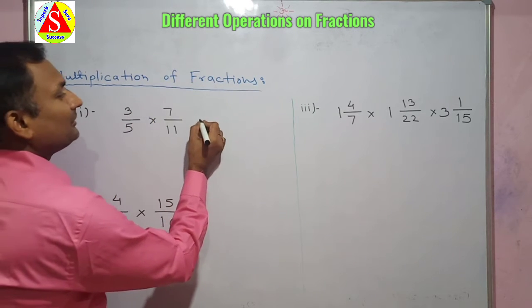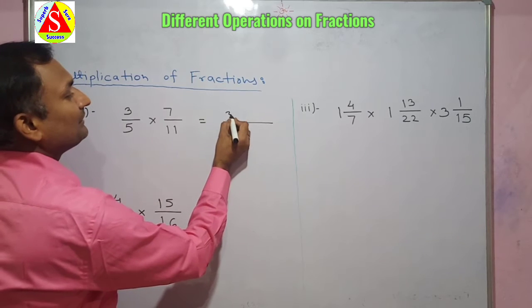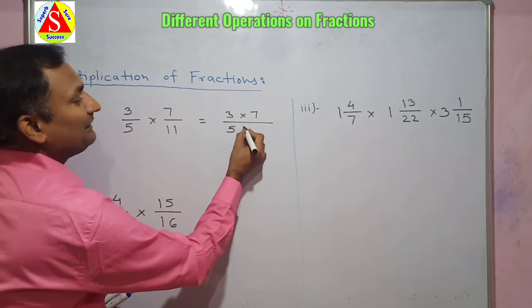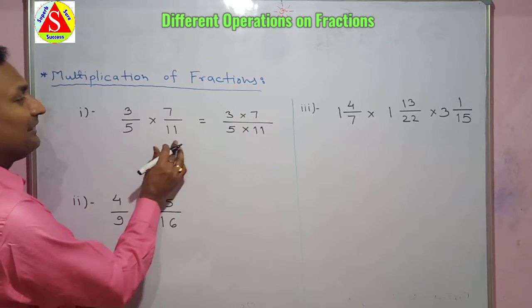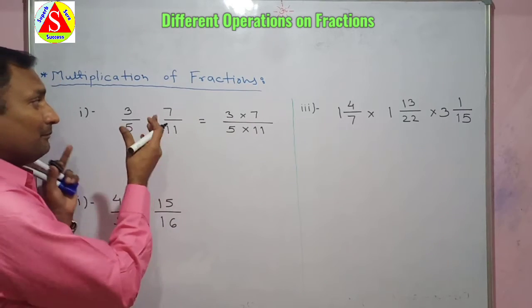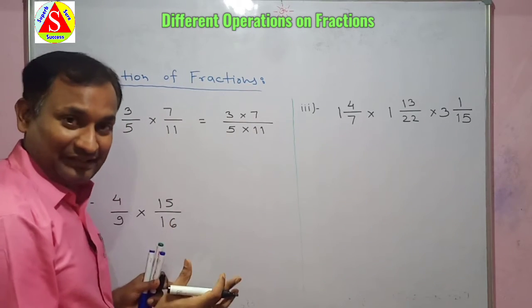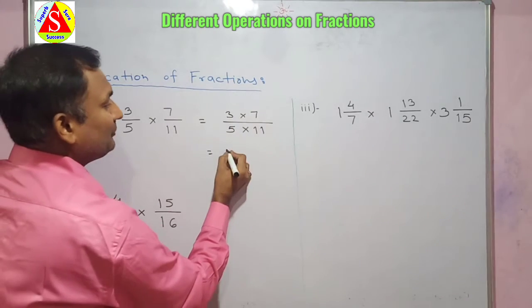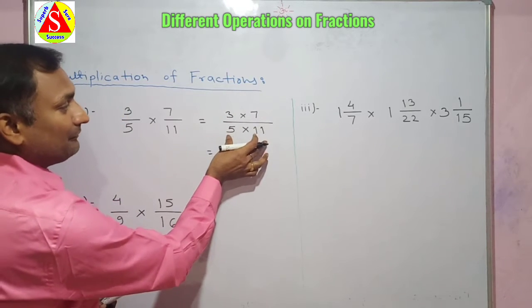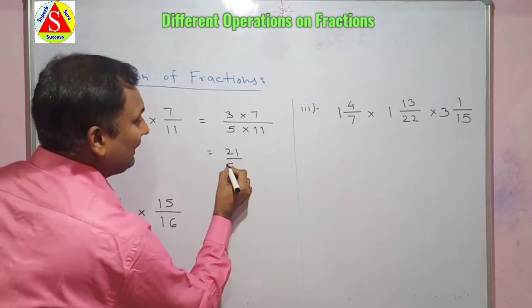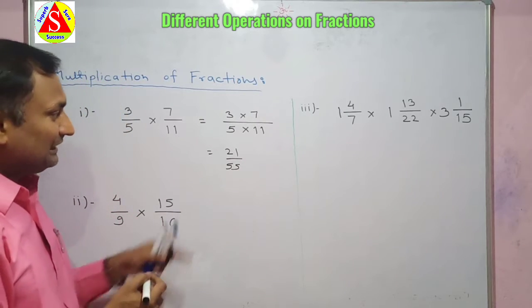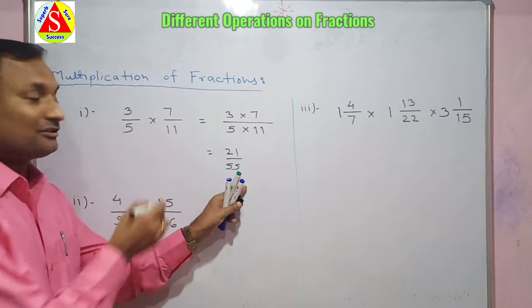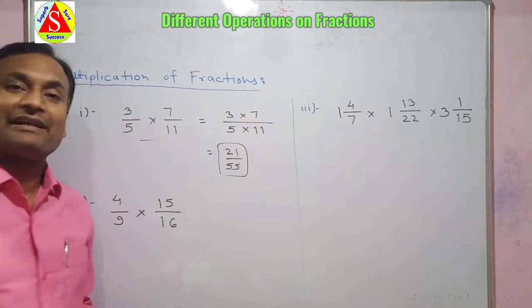Just multiply the numerator terms. So here we are having 3 and 7 as numerator terms. Similarly, you multiply the denominator terms. So here we are having 5 and 11. Because we cannot cut it, when we simplify, just multiply 3 and 7, so here we will have 21, and when we multiply the denominator terms, here we will have 55. So this is our final answer, or we can say the product of these two terms.